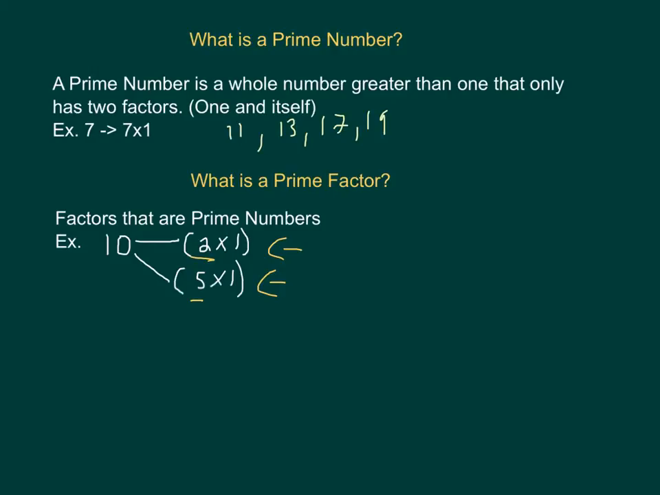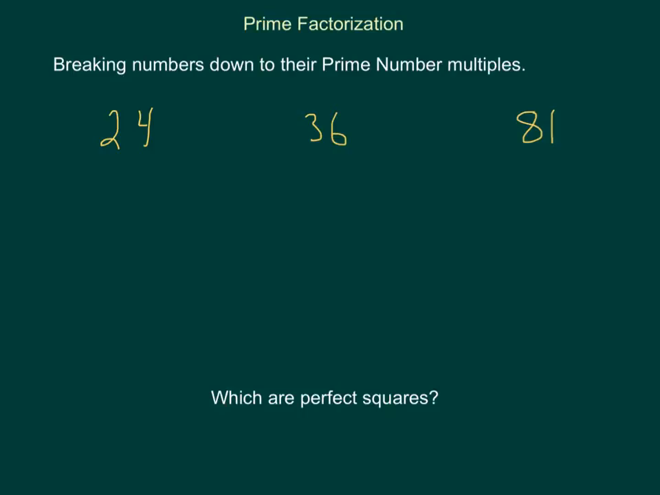Now let's look at some actual work examples here. So prime factorization, we kind of know this from last year, but we're going to do a bit of a review here again. We're just trying to break the numbers down into their prime number multiples. So we're going to take these numbers here and try to break them down until all we have is prime numbers. So we're going to start here by looking at 24.